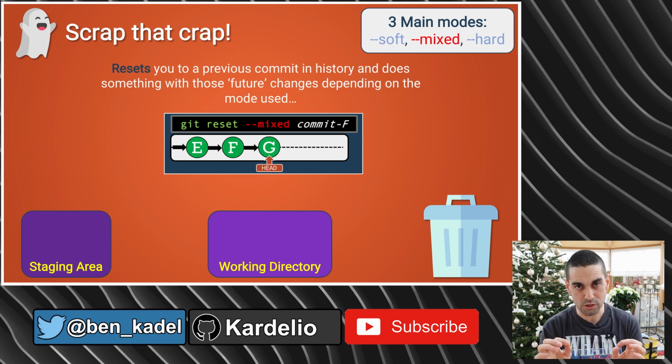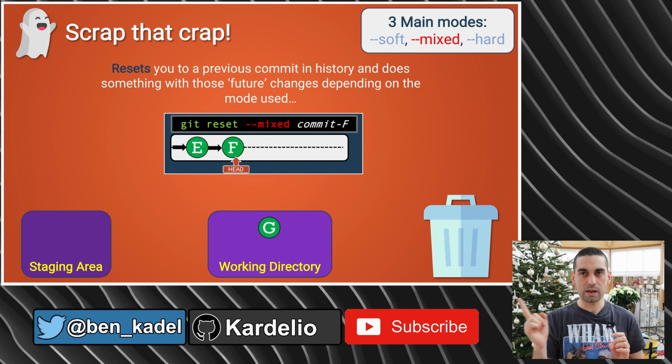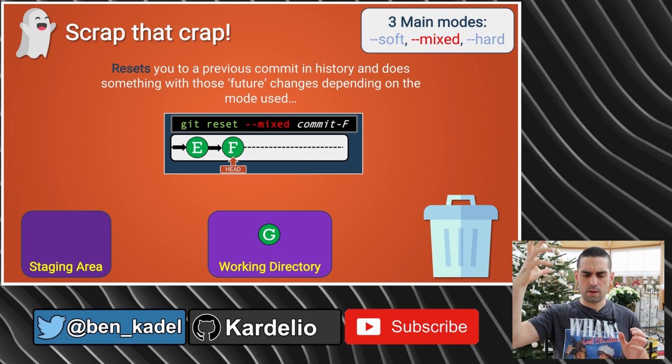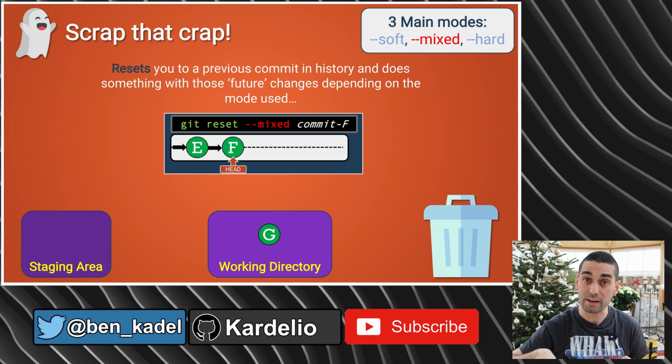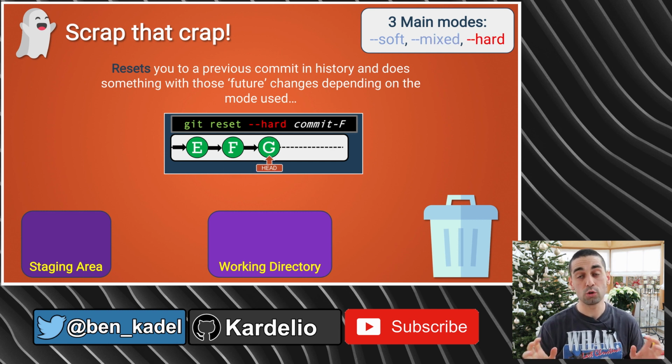The mixed version, which is the default if you do not declare which mode you're using, it's mixed, does the similar thing, goes back in time, but takes the changes that preceded that commit and puts them in the working directory. That's the place where all of your changes are as you're working on them before you use the git add command. And if you hadn't already guessed it, the final one is hard.